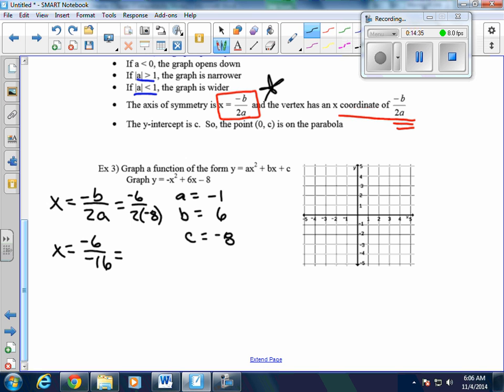And if we reduce that, we get negative, well, there's going to be positive, so it's going to be 3x.